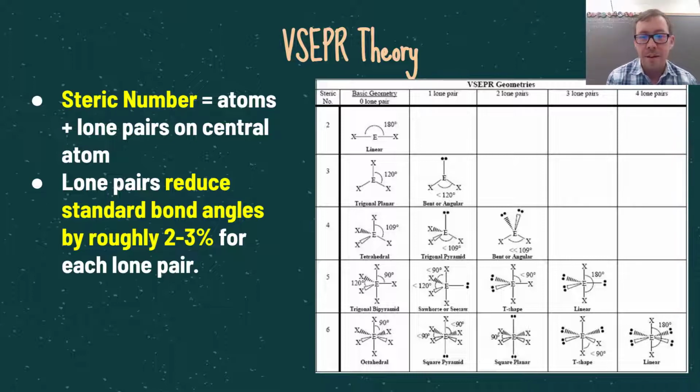So it can be 2, 3, 4, even 5 or 6 if we're looking at some more complex atoms. Lone pairs typically reduce the standard bond angles by 2 to 3% for each lone pair that's added. So if you take a look at trigonal planar, which has a steric number of 3, you have 3 atoms that are attached to it.